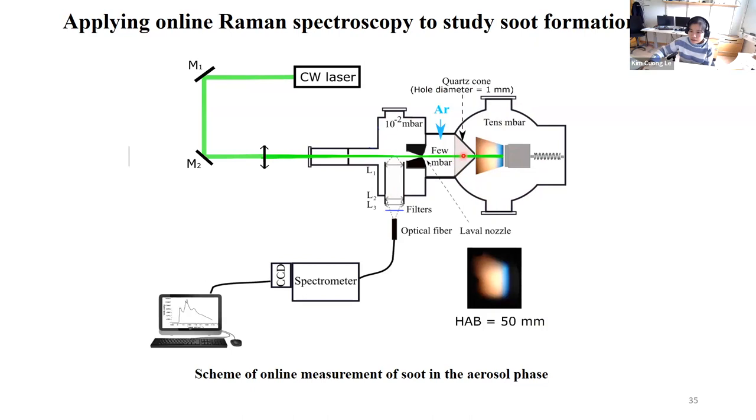So the soot sample produced from the flame can be attracted into the sampling chamber. And here we have the soot beam. The soot beam is excited by a CW laser, and the scattered photons are obtained at a 90 degree configuration. If we change the height above the burner, or in this case, the distance between the burner and the cone here, we can study the formation of soot in the flame.